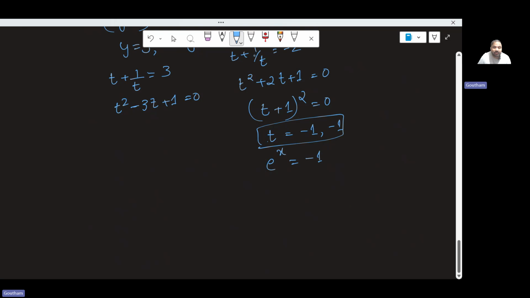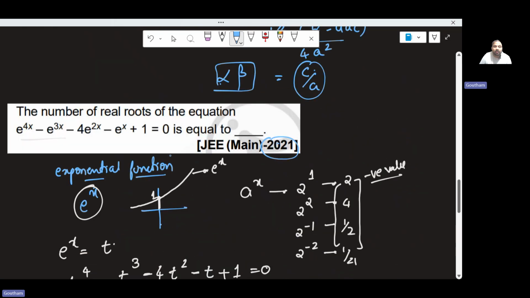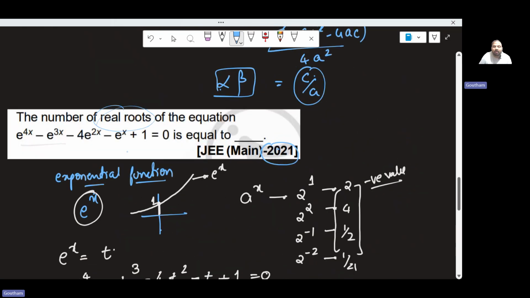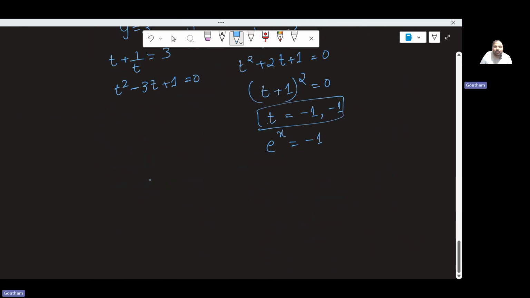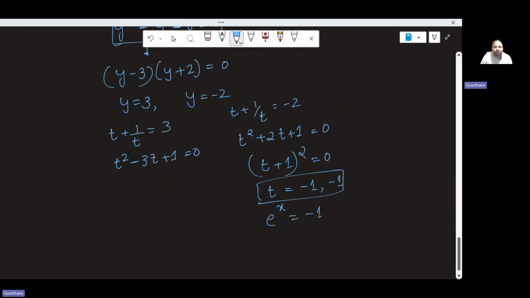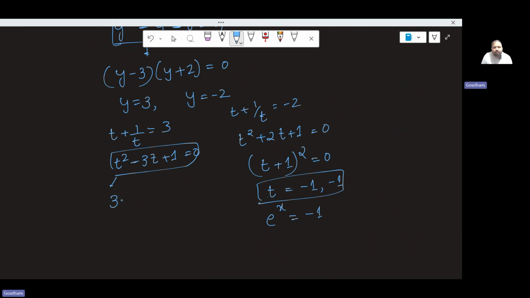So very important. See, look at the question. The number of real roots of the equation. All right. Now, so how to solve this? Now you can use our quadratic formula. Very simple. Sir, minus b plus or minus root of b square minus 4ac, divided by 2. है ना?